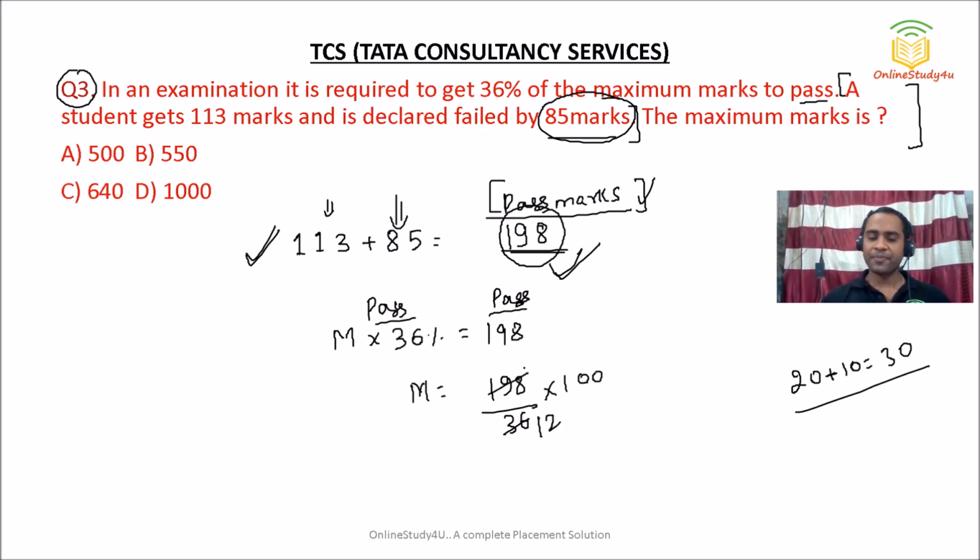Now, so 36, let us divide it by 3 times. 3 12 and 3 6 ja, then 3 4 ja and 3 22 times, and 4 will divide this by 25 times. So 22 into 20 will be 440 and plus 110, which will be nothing but 550. So is there any option 550?